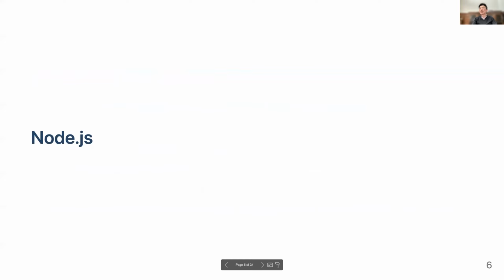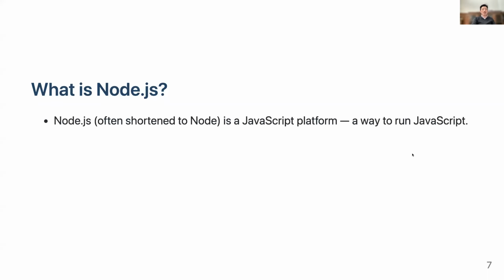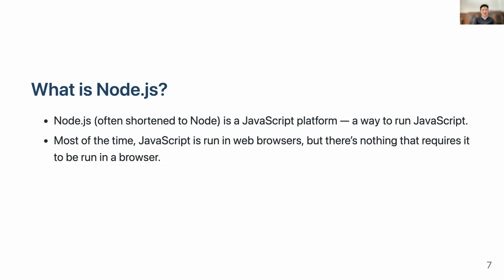Okay, so that's the overview of the stacks, the components, the different acronyms, and what we will cover. Now we're actually going to go to the Node.js part. Node.js, or sometimes just called Node, which is not a very descriptive, generic name, is a JavaScript platform, and it can be used to run JavaScript.